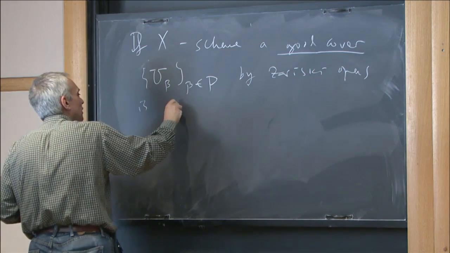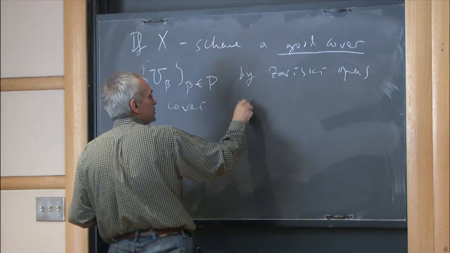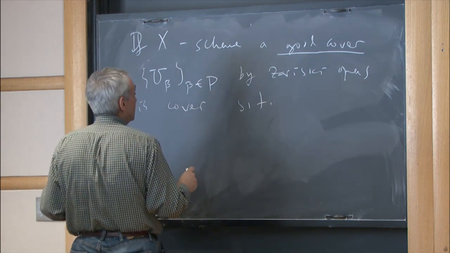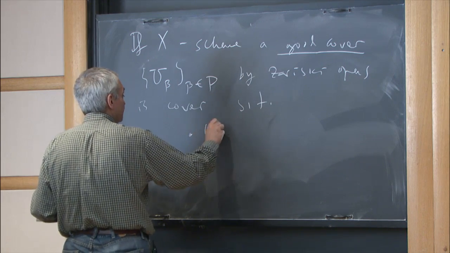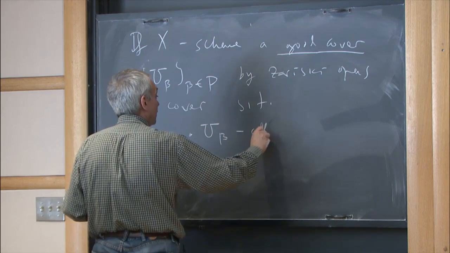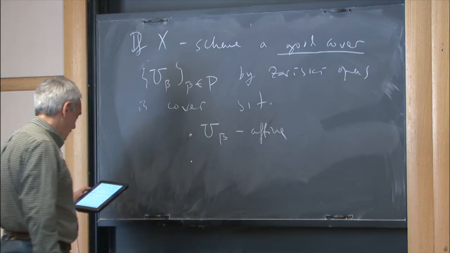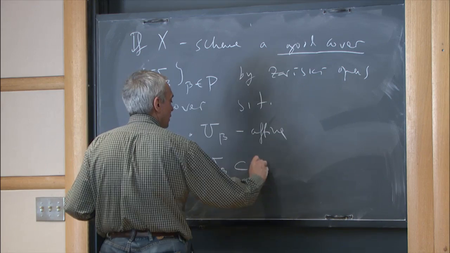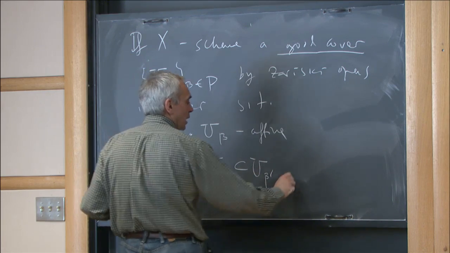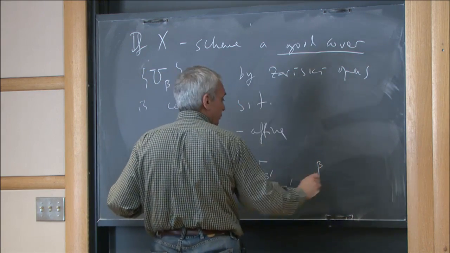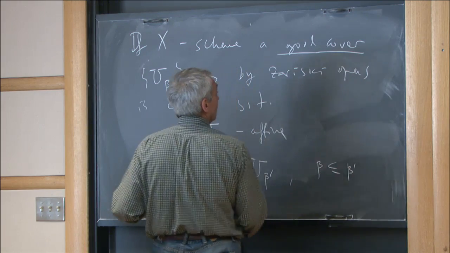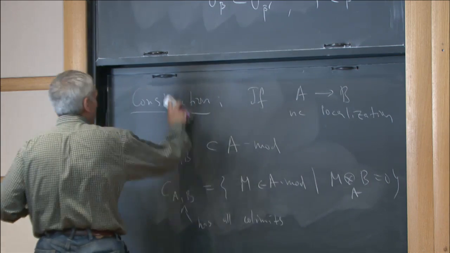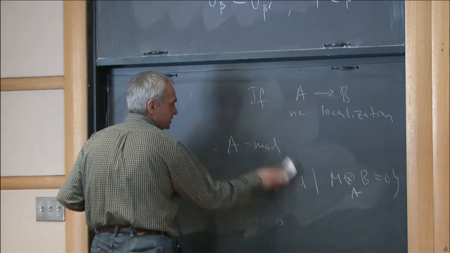is a cover such that each of those guys is affine. The inclusions are compatible with the partial order on P. And then there are two conditions that these guys satisfy.